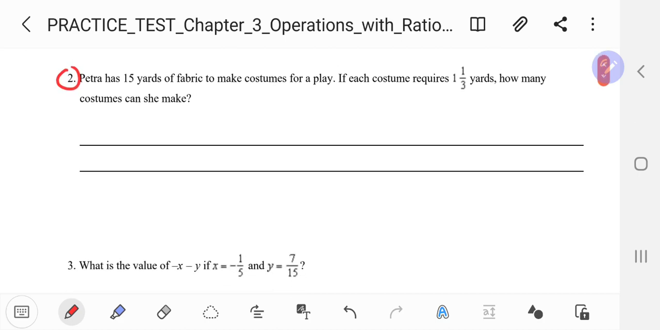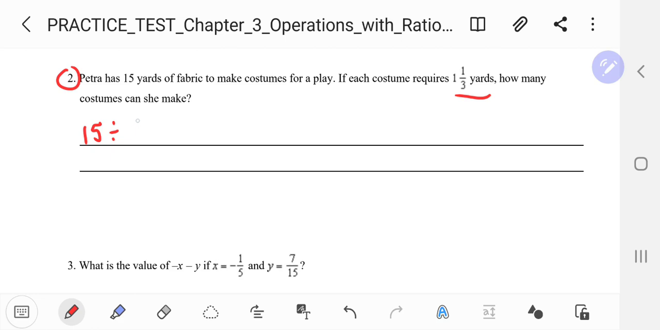All right, Petra had 15 yards of fabric to make costumes for the play. If each costume requires 1 1/3 yards, how many costumes can she make? Well, it should have said how many full costumes can she make. I accepted 2 responses because I don't think it was clear enough. But this is a division concept because we're seeing how many 1 1/3 can be made out of 15.